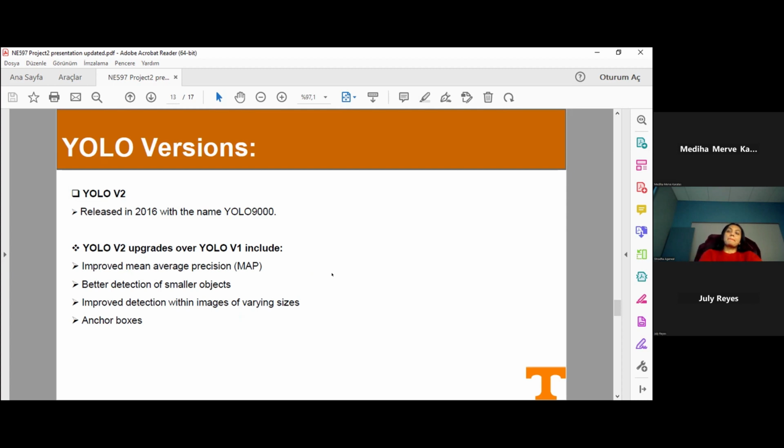It divides the image into smaller grid cells to improve localization and identification of smaller objects in the image. Improved detection within images of varying sizes: training the algorithm with random images of different dimensions to improve the network's prediction accuracy of objects from input images of different dimensions. And lastly, anchor box. An anchor box is a type of bounding box, a specific bounding box. It provides a single framework for classification and the prediction of bounding boxes. Anchor boxes are designed for specific datasets using k-means clustering.